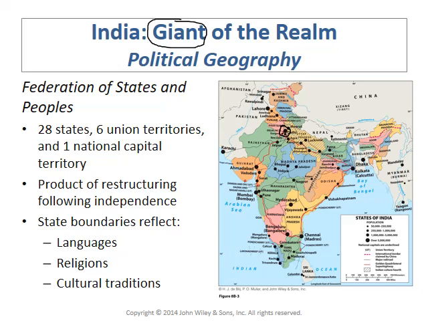Now, how is it possible to keep a federation of states together as a single country when you're dealing with such a large landmass? Well, part of it is the effort, upon independence, to draw up state boundaries that help to reflect languages, religions, and cultural traditions. That is kind of the spirit of democracy and inclusion and openness, and that has helped India keep things together over the last 70 years.